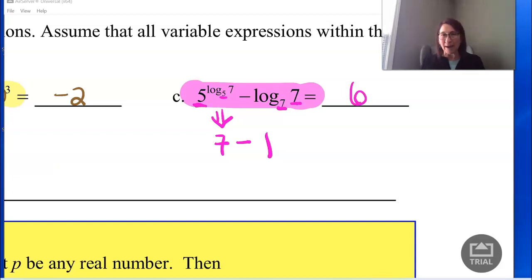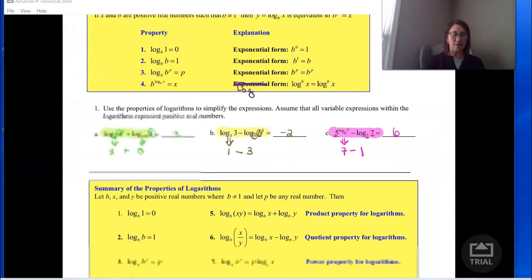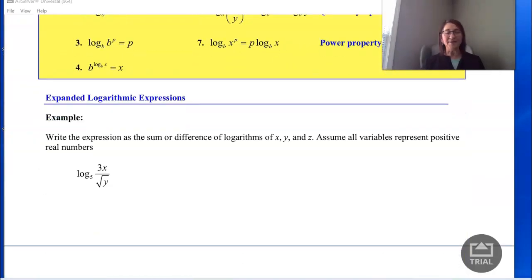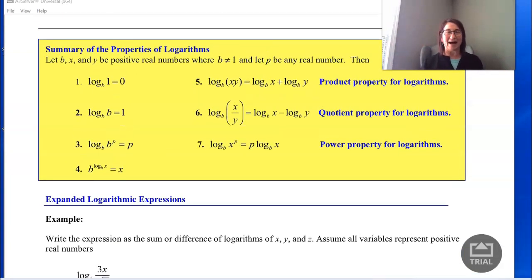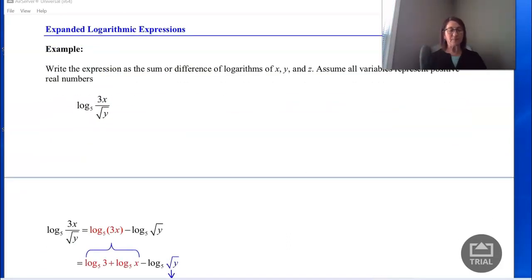So I applied my properties to simplify each of those expressions. Now, what we've got in this yellow box are all 7 of our properties. And we're going to use our properties to do what is called expanding our logarithmic expressions. And so this is going to be the first one.